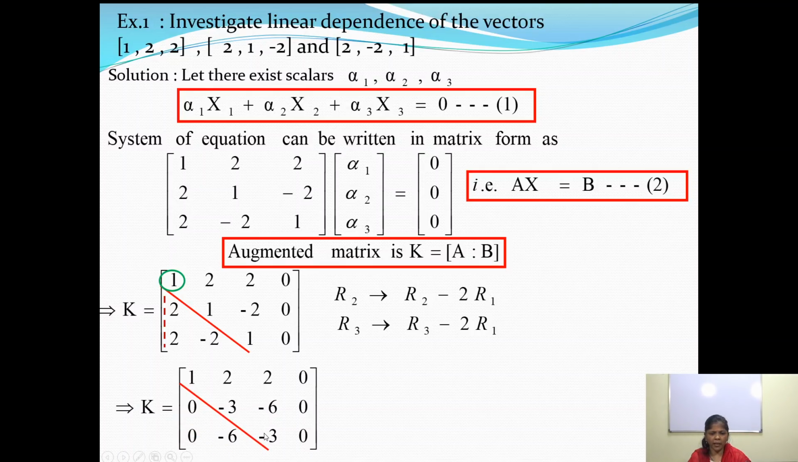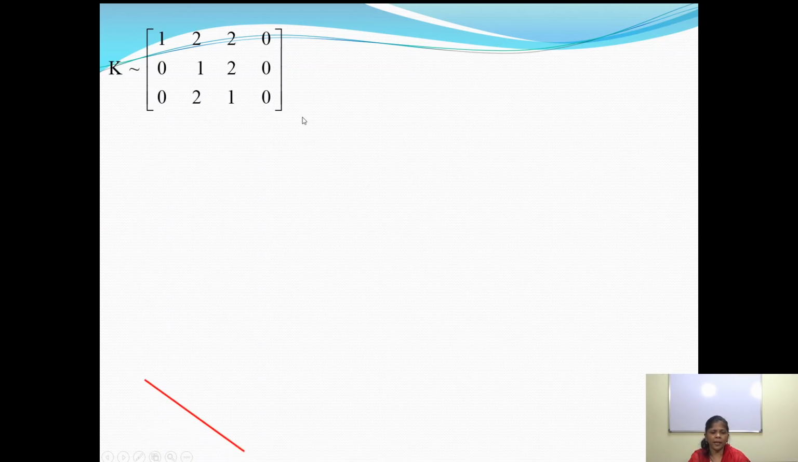Again we'll identify diagonal elements. We observe the second diagonal element is -3, non-zero, and for the sake of simplicity we divide the second row by -3 and the third row also by -3. This is an optional step, not necessary; we are doing it just to simplify further calculations. So we have this type of matrix after dividing the second and third rows by -3. Now again we identify diagonal elements. The second diagonal element is 1, non-zero, so make the 2 below it 0 with the help of 1.